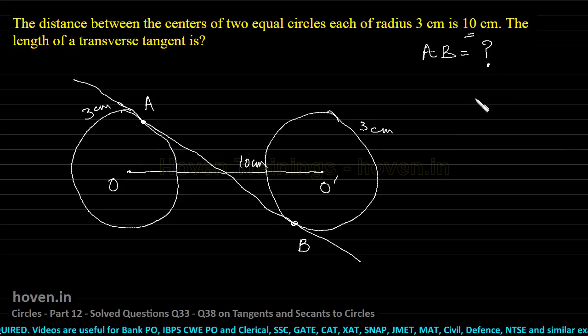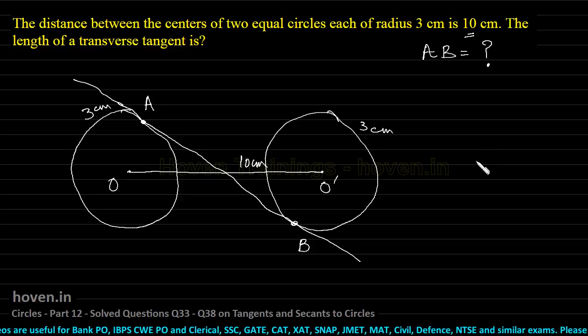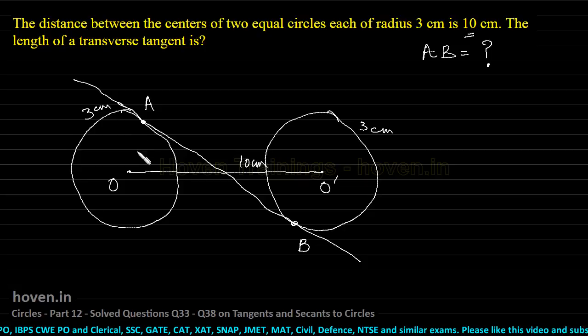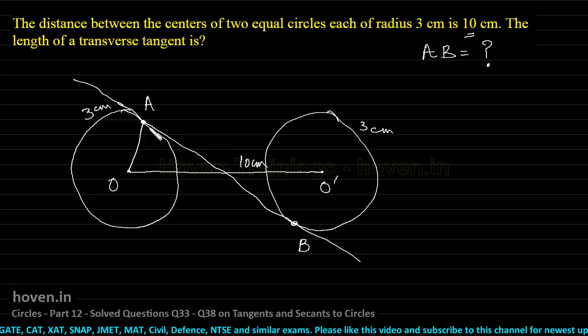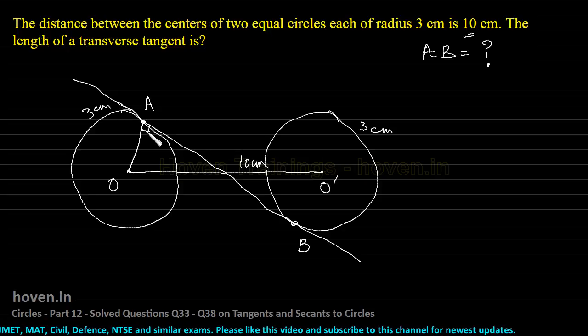This is the required thing. Let us collect all the information that we have. Join O to A. This is the radius touching the tangent at the point of contact. This angle will therefore be 90 degrees. And this distance is 3.